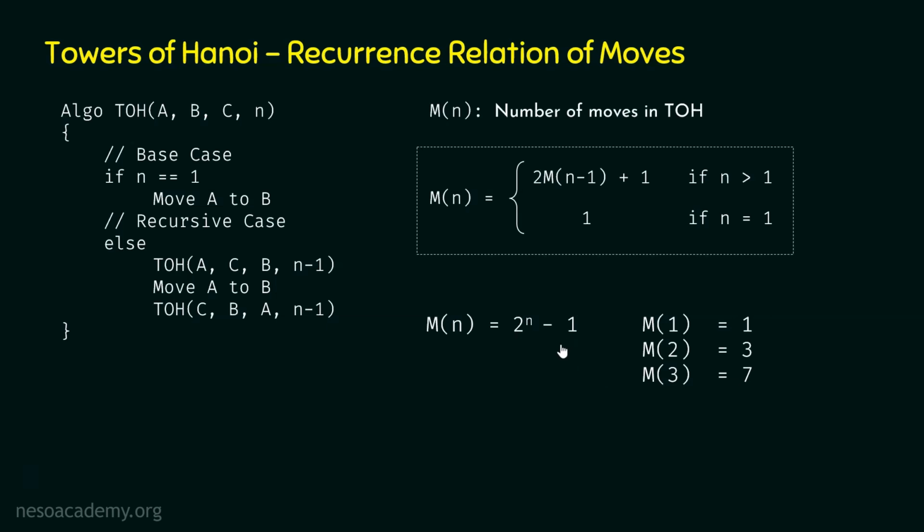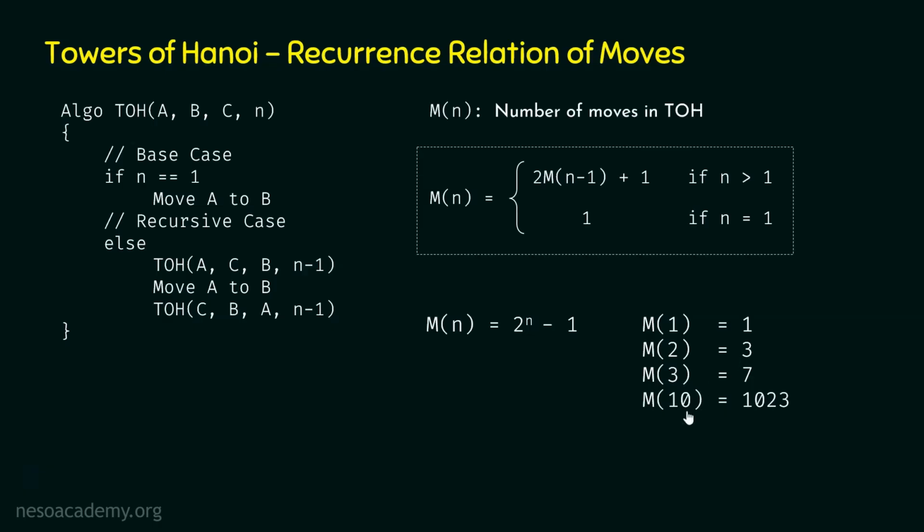Now let's say that n is equal to 10. What if we have 10 disks? Then how many moves do we need to solve the problem? If n is equal to 10, then this is 2 power 10. 2 power 10 is 1024. And 1024 minus 1 is 1023. So these many moves we need to solve the problem. We have quite a lot of moves right now for just 10 disks.